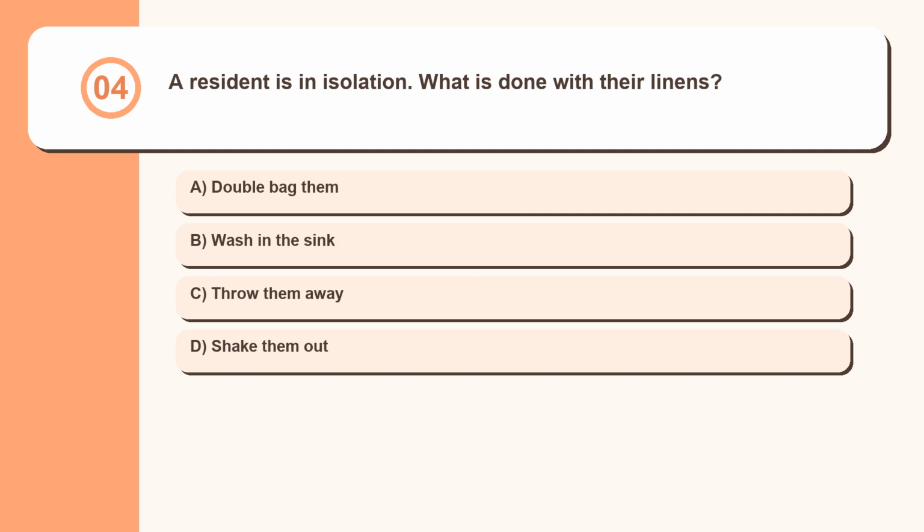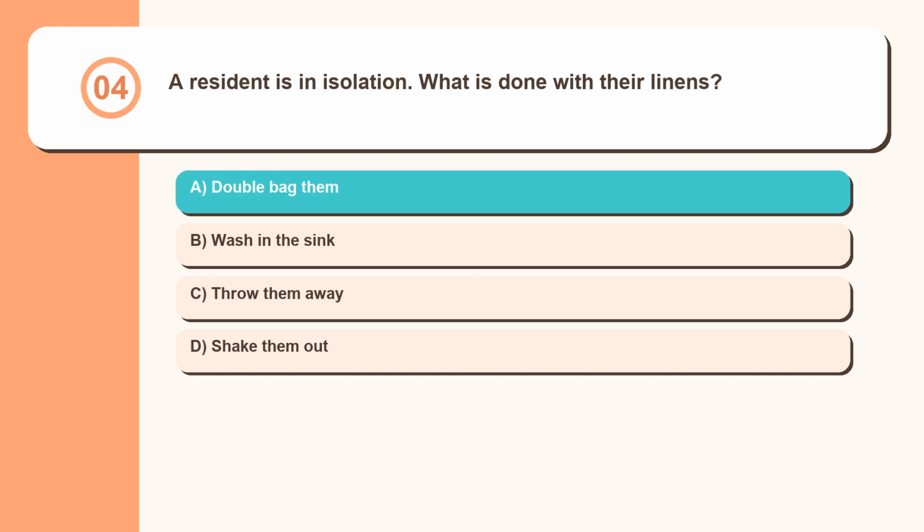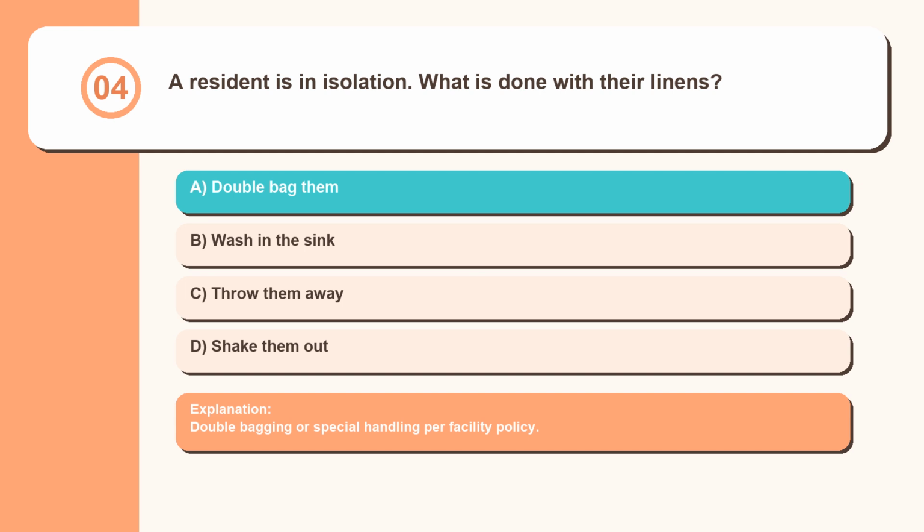Question 4. A resident is in isolation. What is done with their linens? Double bag them. Wash in the sink. Throw them away. Shake them out. Double bagging or special handling per facility policy.